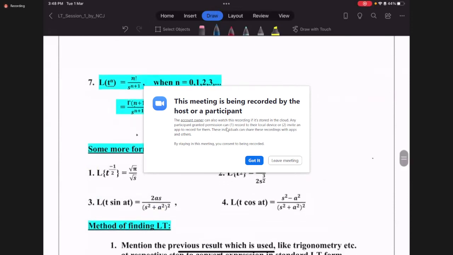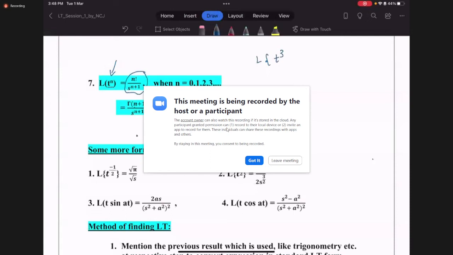Same like that, if you go on proving Laplace for t raised to n, you get n factorial upon s raised to n plus 1, when n is an integer 0, 1, 2, 3. When n is an integer, like t cube or t raised to 5, you use this formula. N factorial means 3 factorial upon s raised to 3 plus 1. 3 factorial is 3 into 2 into 1, upon s raised to 4, which is 6 upon s raised to 4.